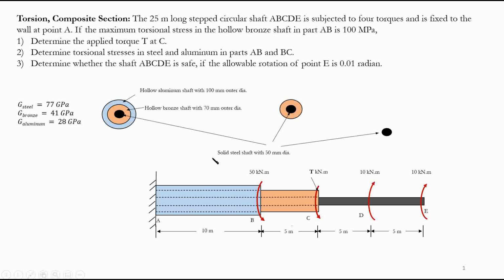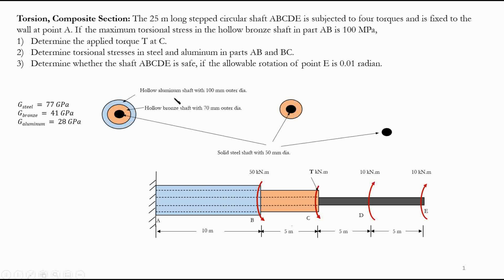And we have a solid steel shaft with 50 millimeter diameter. Again, the same applies because this bronze section continues. So here, again, I have 70 millimeter outer diameter for bronze, and 50 millimeter inner diameter for bronze. And again, the steel shaft is 50 millimeter in diameter. So let's start with the question.